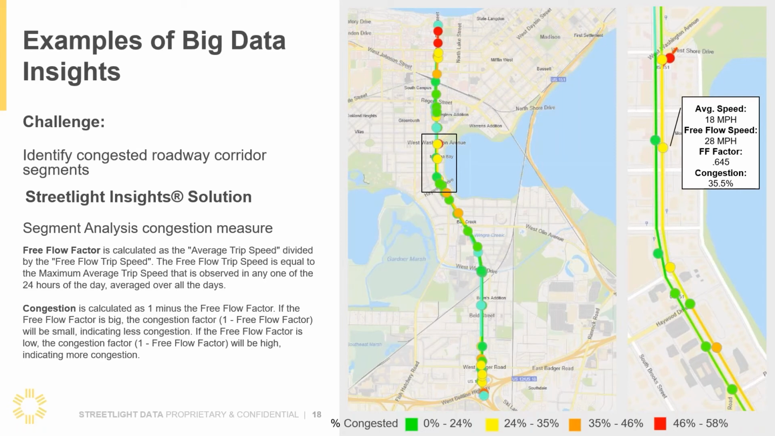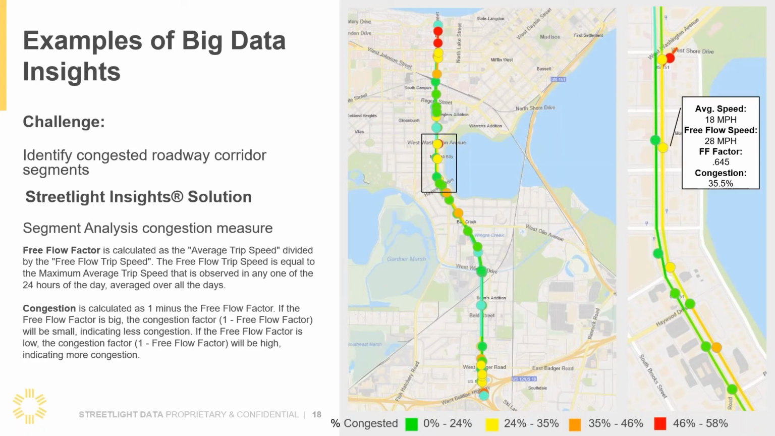And just a couple things to note about this. You can see in the bottom the different congestion scales. So the red would be the most congested, 46 to 58% of the time it's congested. And then the green would be the least congested. So definitely most congested along the northern area of the Park Street corridor, and then not quite as congested south of that. So you can see relative congestion.